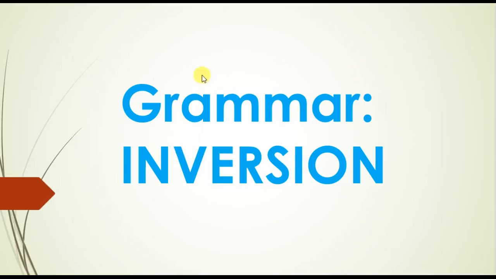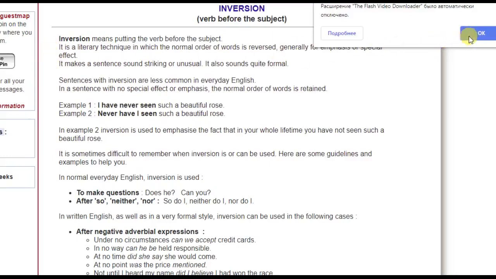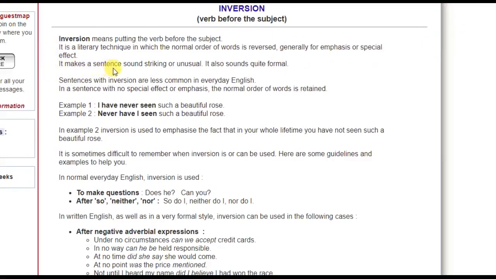Now it's time for grammar. Today we speak about inversion. So what is inversion? Inversion means putting the verb before the subject. It's a literary technique in which the normal order of two words is reversed, generally for emphasis or special effect. It makes a sentence sound striking or unusual. It also sounds quite formal. Sentences with inversion are less common in everyday English. We can use it in literature. In a sentence with no special effect or emphasis, the normal order of words is retained.